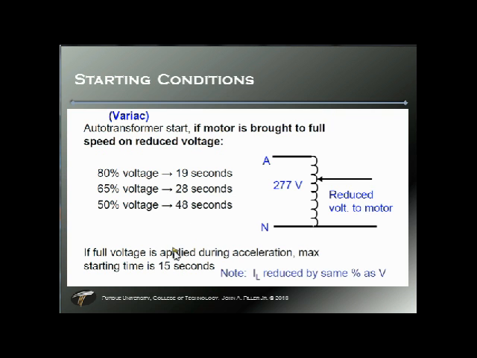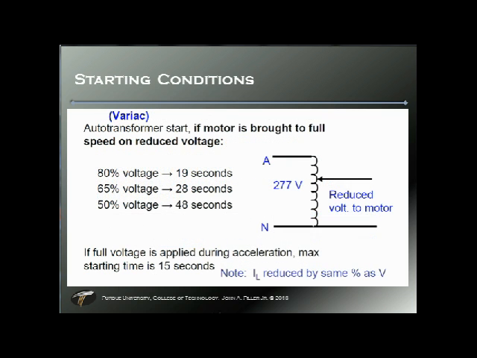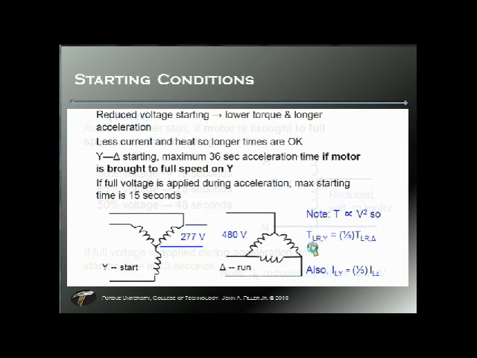We grab the voltage from A to neutral, and as we look at it, we take a variac, and we'll go ahead and raise our voltage up over time to get us up to 277, and then drop us into 480 to run. That's a starting condition on that motor.